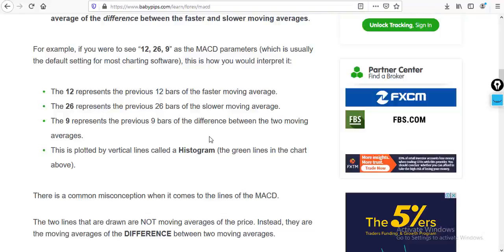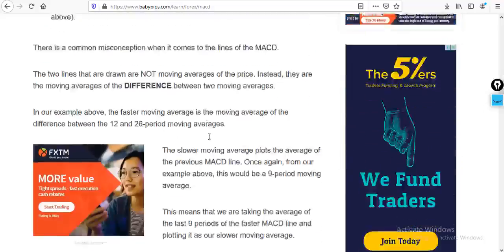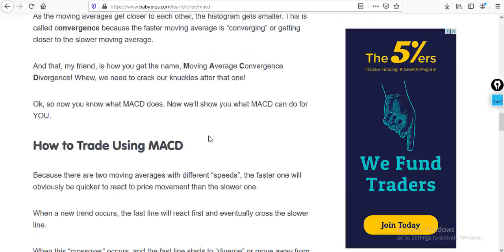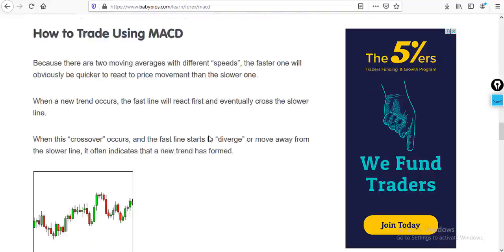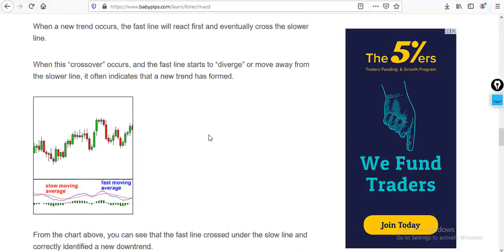This is plotted by vertical lines called histograms. Okay, so that's how the MACD is programmed, and how we are to understand the MACD. Like we have said, many people have their own different ways of using the MACD. I do have my own different way of using the MACD. I learned it from somebody I look up to in trading. So let's go further to understand what we should know.